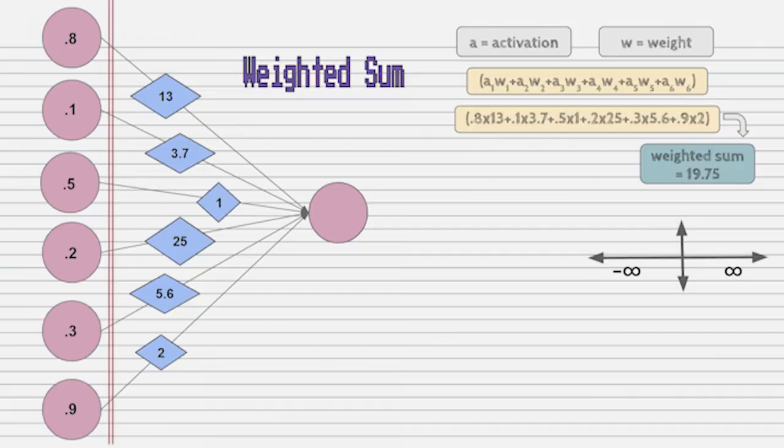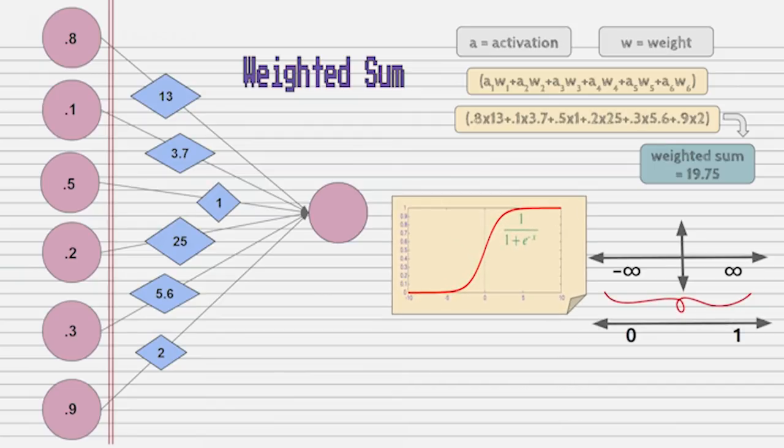Computing a weighted sum can give us just about any number, but for this neural network, we want activations in the following layer to fall between the values 0 and 1. To do this, the weighted sum will be plugged into a function that condenses the real number line into a range between 0 and 1. A function that does this is called the sigmoid function.